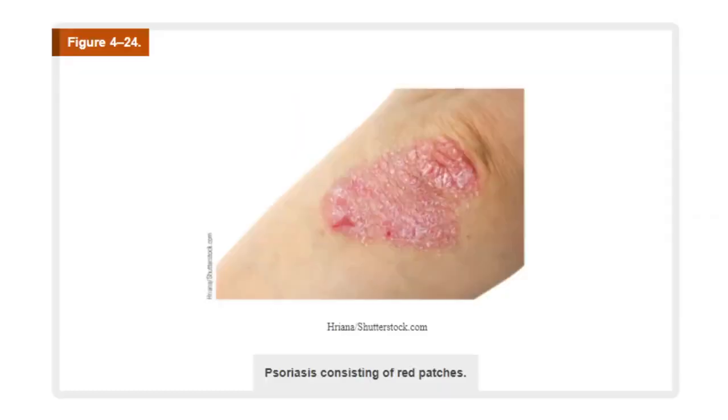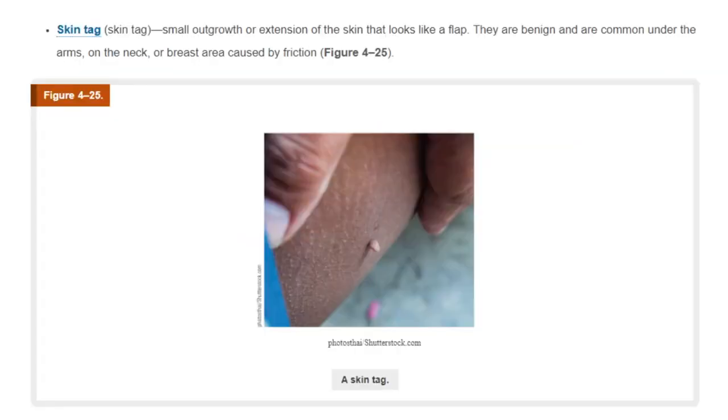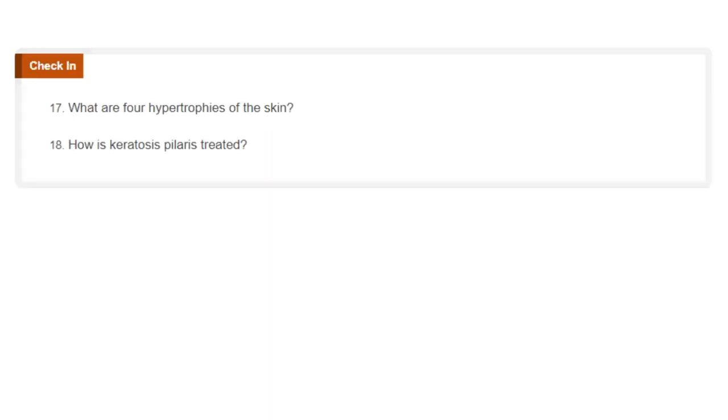Skin tag, small outgrowth or extension of the skin that looks like a flap. They are benign and are common under the arms, on the neck, or breast area caused by friction, Figure 4.25. Check in. What are 4 hypertrophies of the skin?